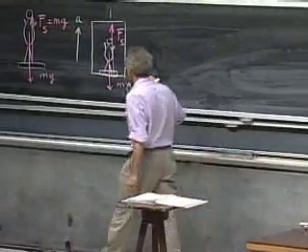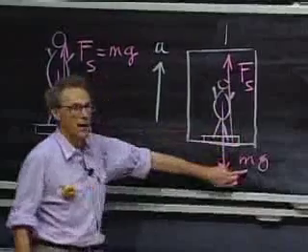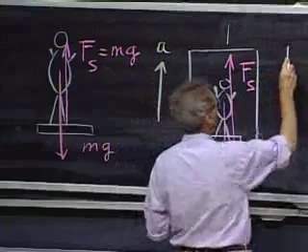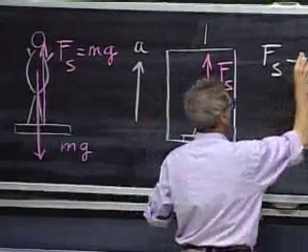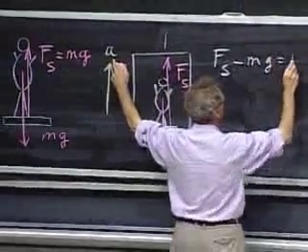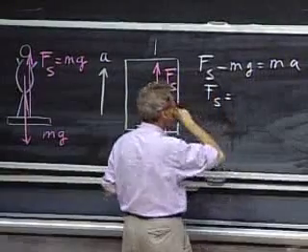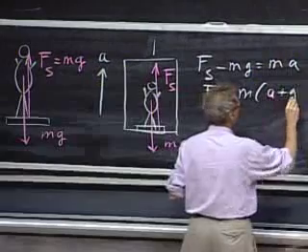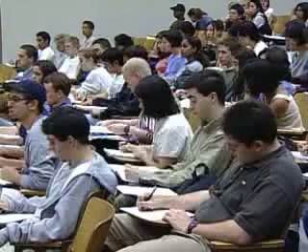Okay, it's clear that if this is accelerated upwards, F of s must be larger than mg, otherwise I cannot be accelerated. And so we get Newton's second law. F of s is in plus direction, minus mg, it's in this direction, equals m times a. And so the bathroom scale indicates m times (a plus g). And I have gained weight.